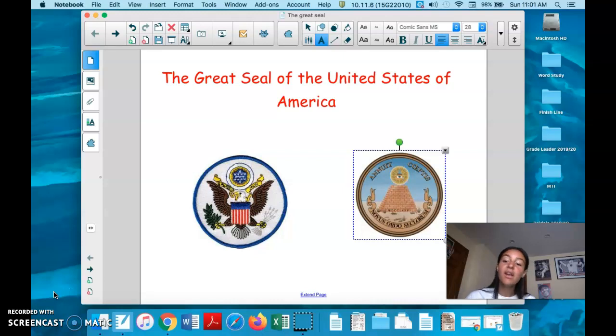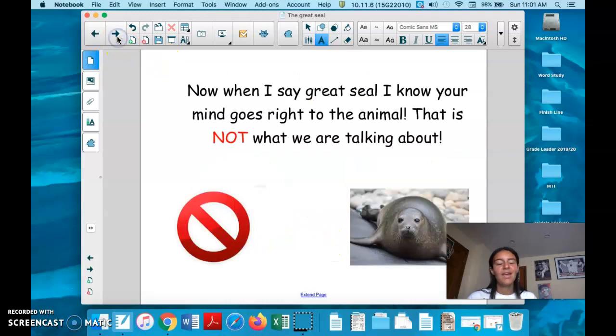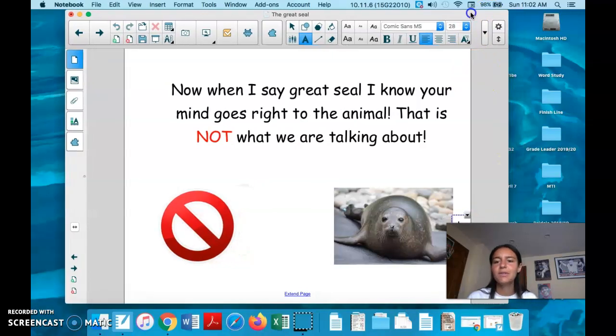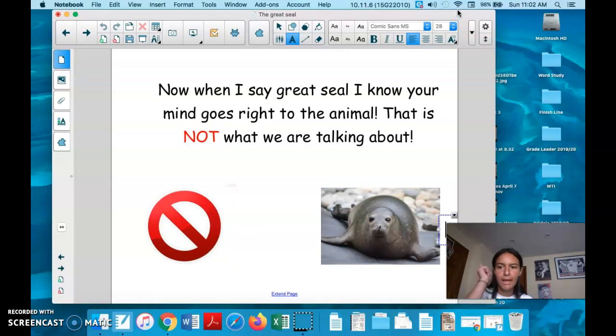Today we're going to learn another symbol of America. We're going to learn about the Great Seal of the United States of America. This is the Great Seal. And I know now when I say seal, you think right to the animal. You think Miss Sorrentino has to be talking about a seal. I am not. I am not talking about the animal.